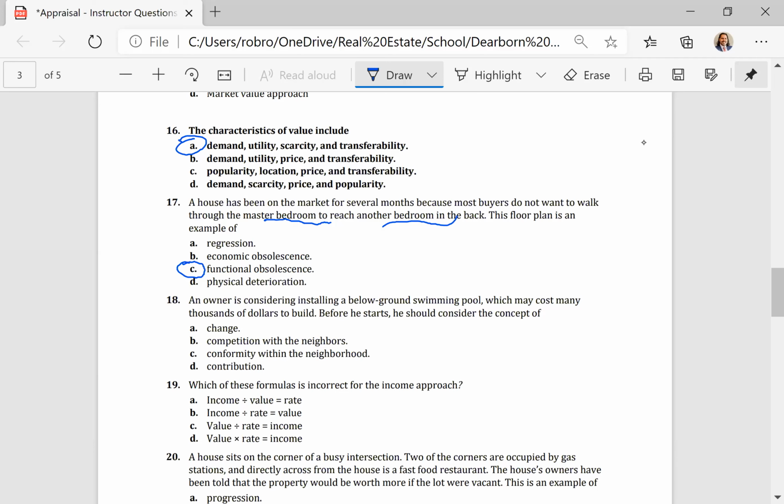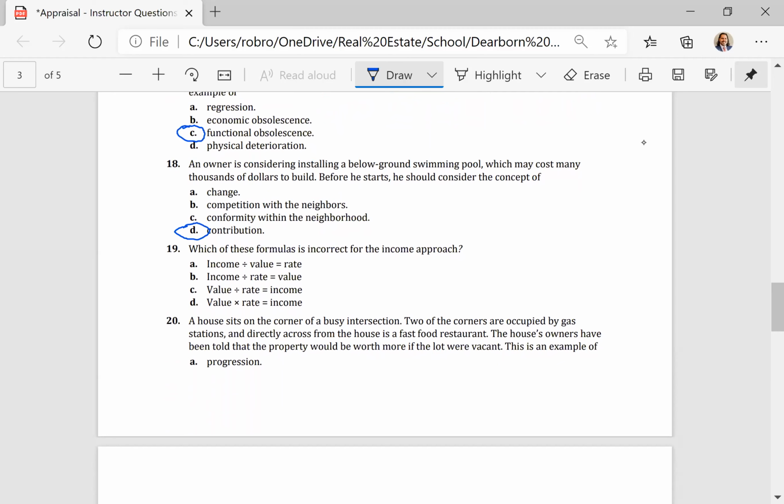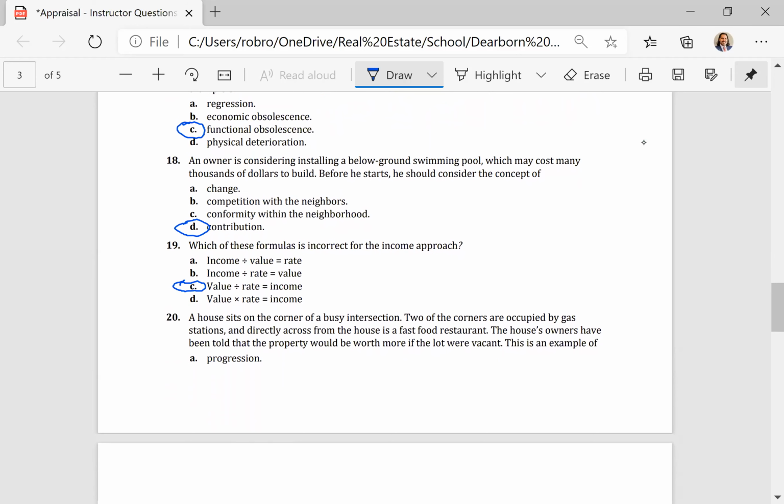Before he starts, he should consider the concept of what? Contribution. C. D, contribution. 19, which of these formulas is incorrect for the income approach? C. D, yep, you got it. That's incorrect. As the cap rate goes down, the value increases. So cap rate goes down, value increases.